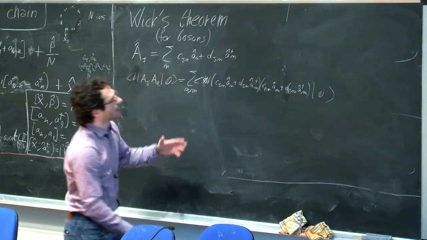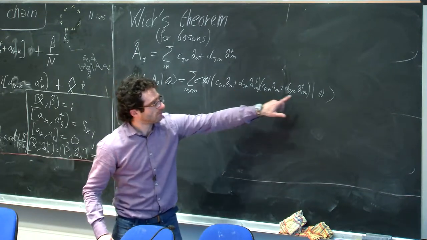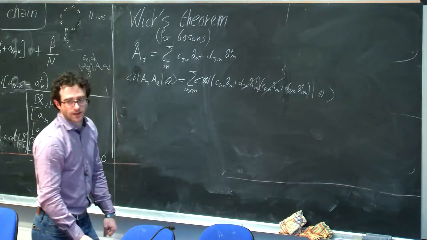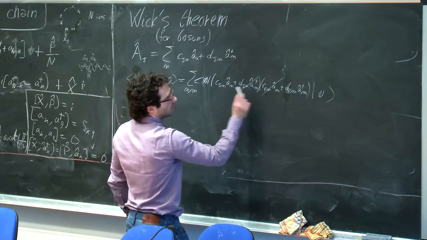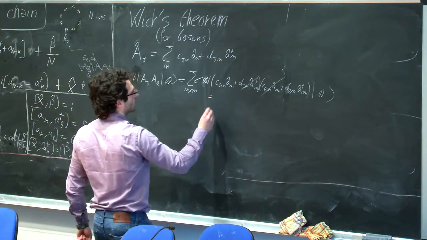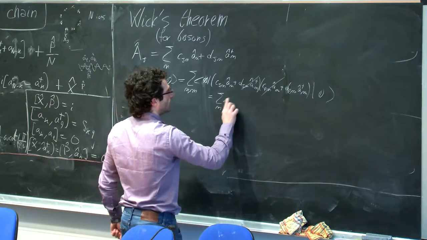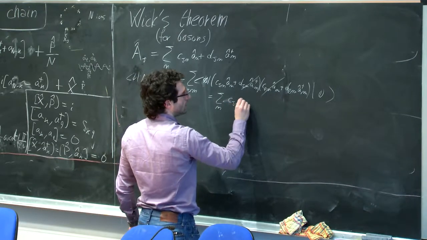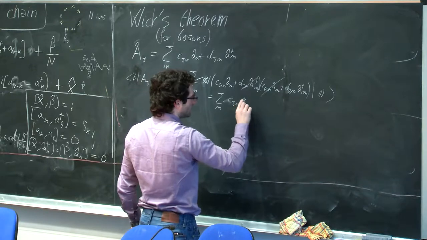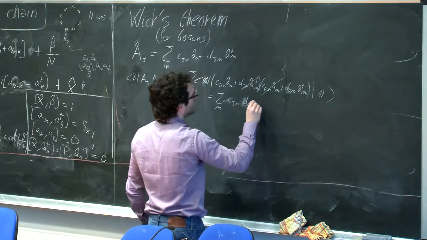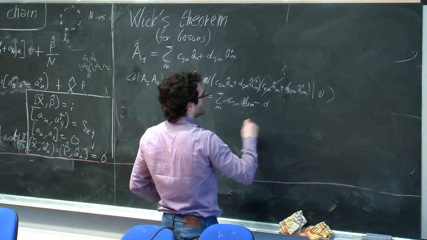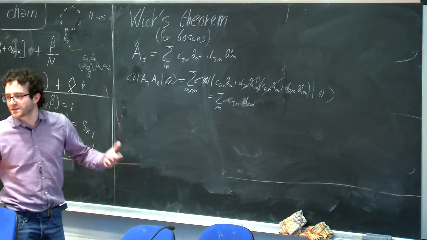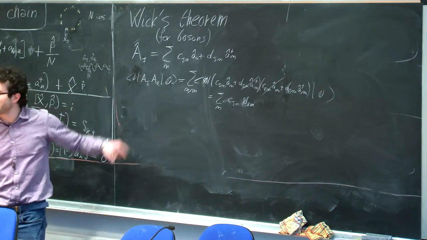Vacuum. Again, as before, this term is equal to zero, it doesn't count. This term doesn't count because it's the other vacuum. So this term gives you a delta mn. So again, this is equal to the sum over n of c j n d l d d l n, minus nothing, just this, okay? It's just the result in the case of two operators, A j and A l.